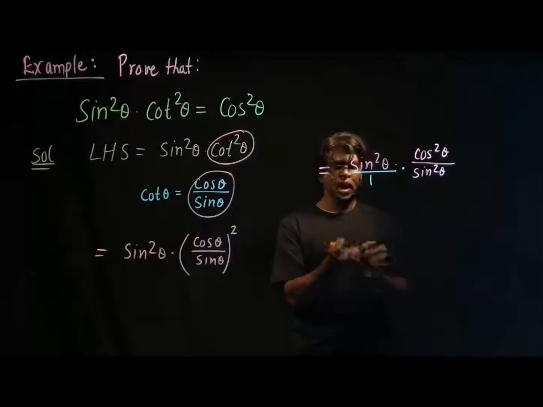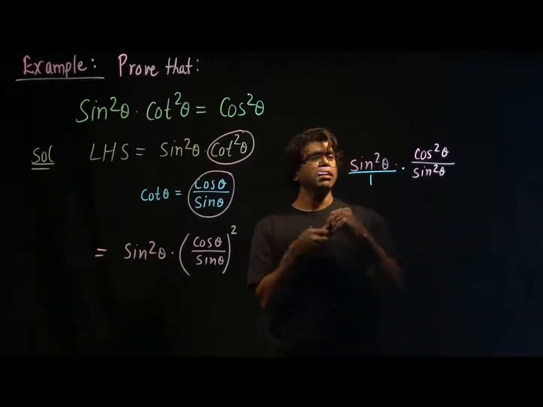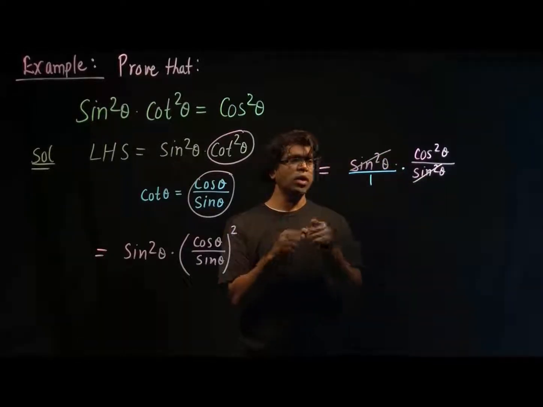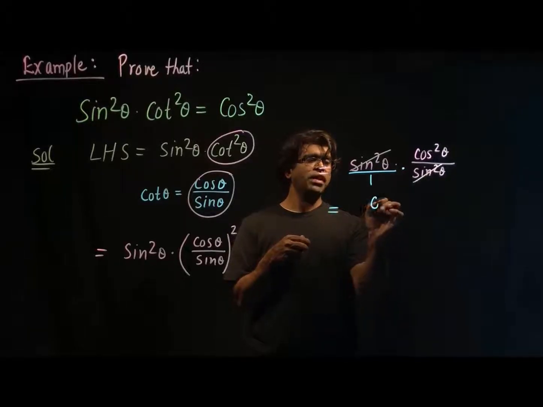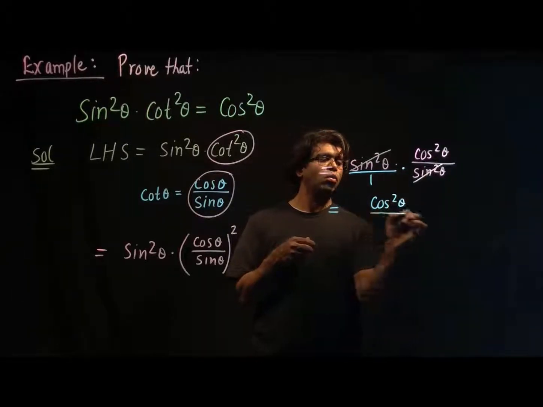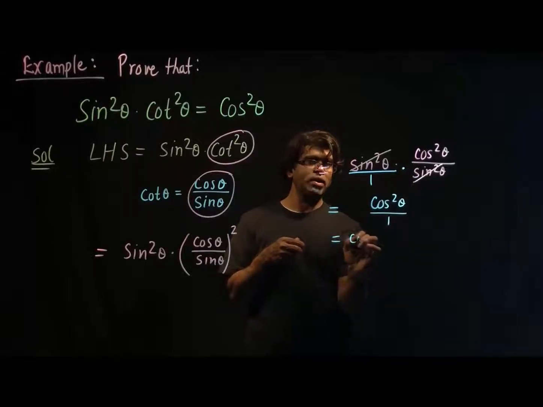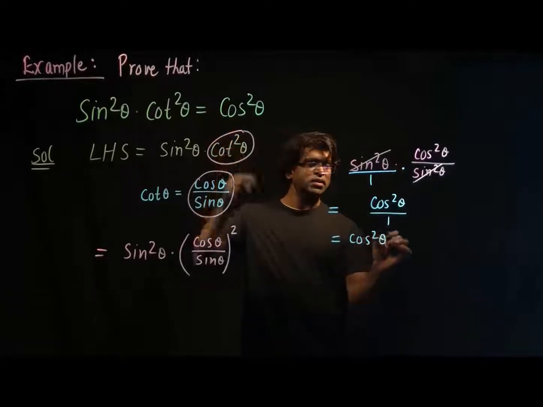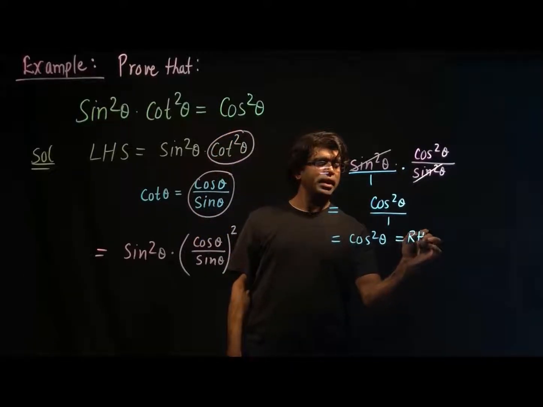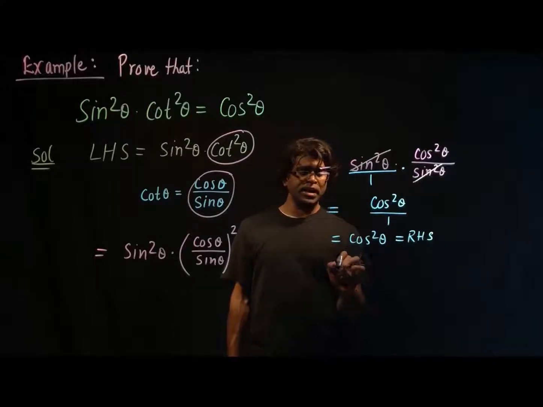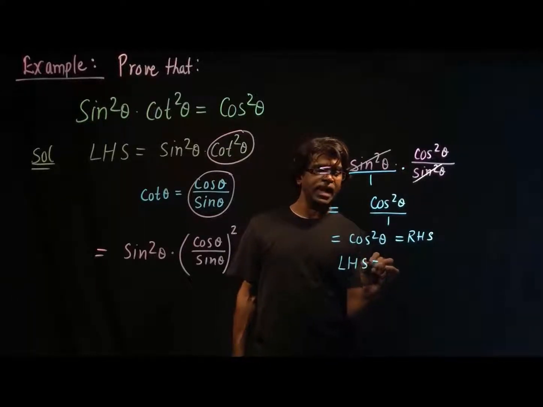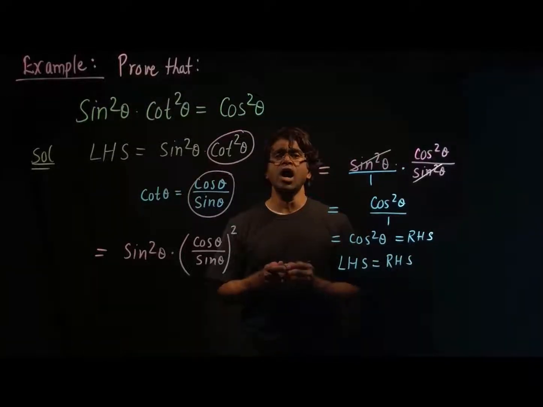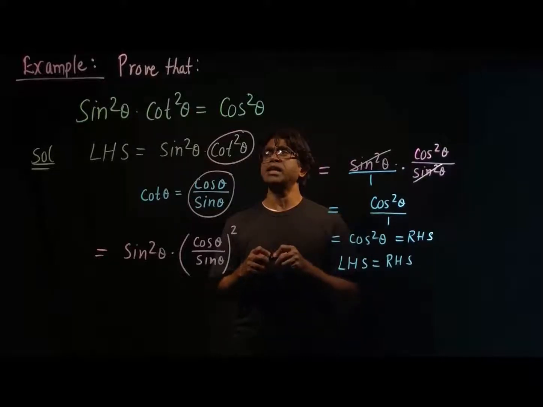So what I can do, I can easily cancel my sine square theta from numerator and denominator. And if I do that, what is left? The only thing left is cosine square theta over 1, which is basically cosine square theta. And if you look closely, this is basically my right hand side. So basically what we did, we have proved that left hand side is equal to right hand side. And this is how we'll prove a trigonometric identity problem.